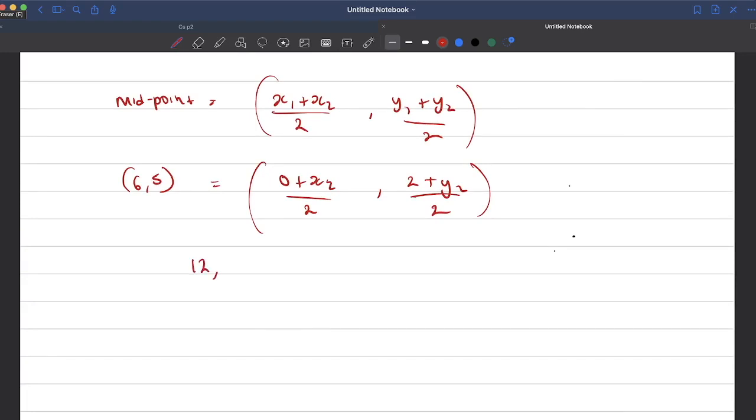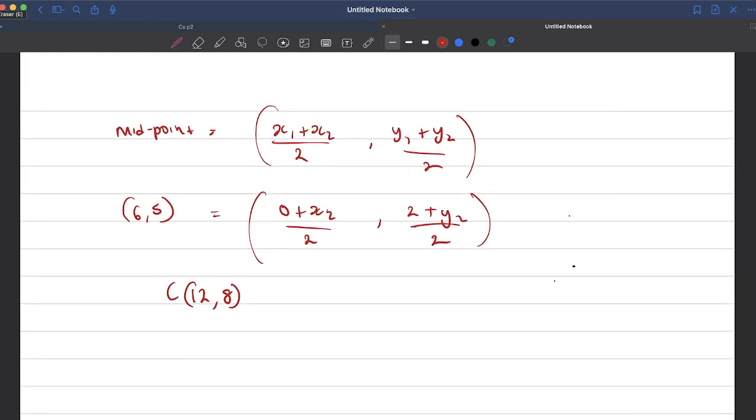My y2 will be, so if I want 5 plus 8, isn't it? So 12 and 8. So this is my coordinates for c. So now I found both the coordinates. B was 6, 5, and C was 12, 8. Okay, let's move on to the next question now.